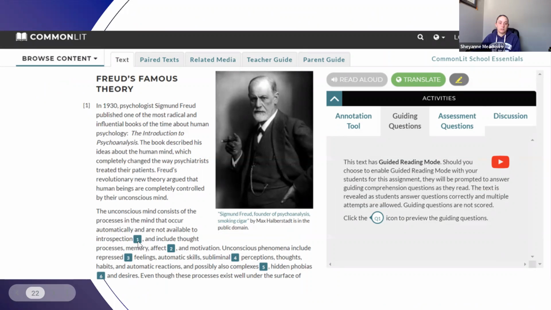They're vocabulary words. So if they click on them, it'll give them a definition. So that really helps your gifted and talented students. If they're reading this on their own, that really helps them get through it. If you have a lot of time in your lesson, you can also have them discuss with one another or in their journals these guiding questions or assessment questions, just so you can see where they're at in terms of understanding. So CommonLit has a lot of really great tools.